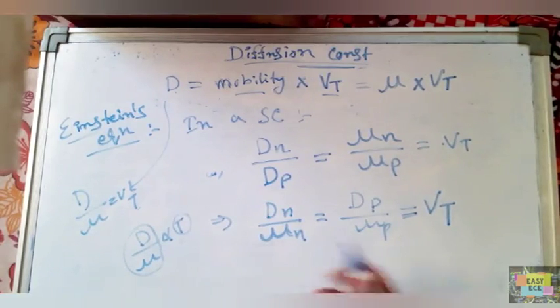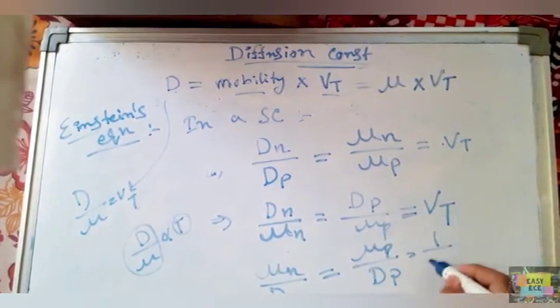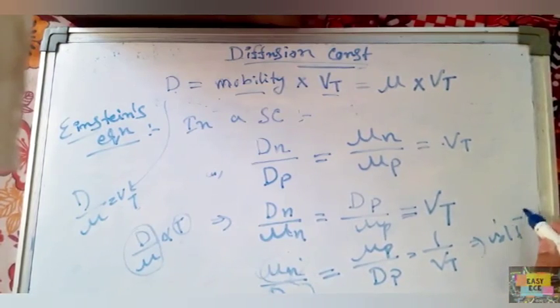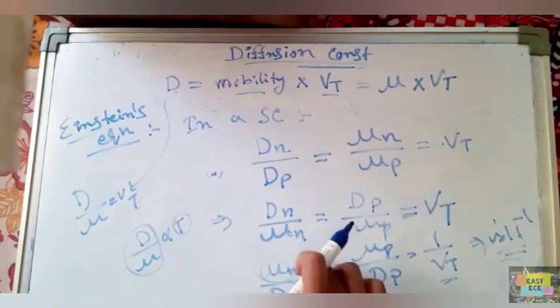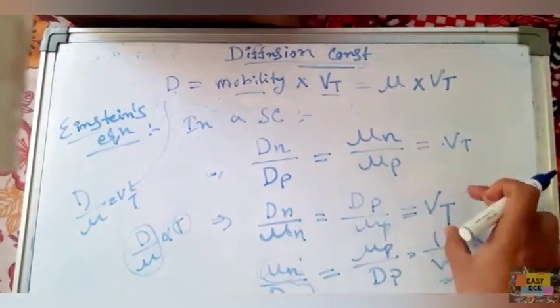This is also called the mobility to diffusion constant ratio, mu n by Dn. If we invert this, mu n by Dn equals mu p by Dp, which is 1 by Vt. So what is the unit of the mobility to diffusion constant ratio? It is volt inverse, because 1 by Vt is 1 by volt. The diffusion constant to mobility ratio's unit is only volt.